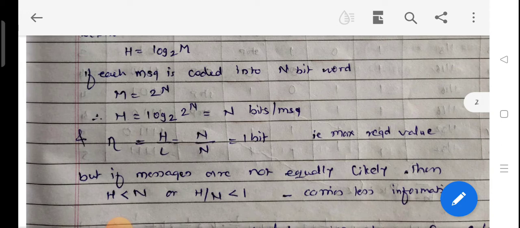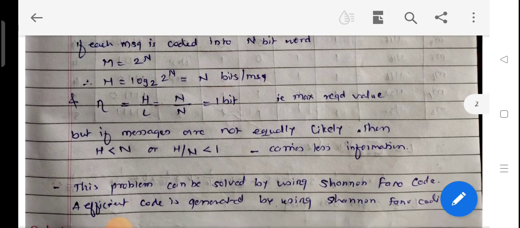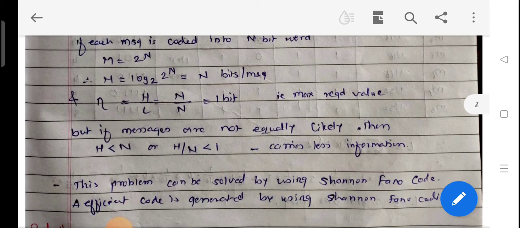But if messages are not equally likely, then what happens? The relation between the entropy value H and N is given by this equation. The entropy value is less than the total number of bits produced by the source, or we can write this as H by N is less than 1. So this carries less information, which should not happen. How can we solve this problem? The Shannon-Fano source coding method is used to solve this problem.